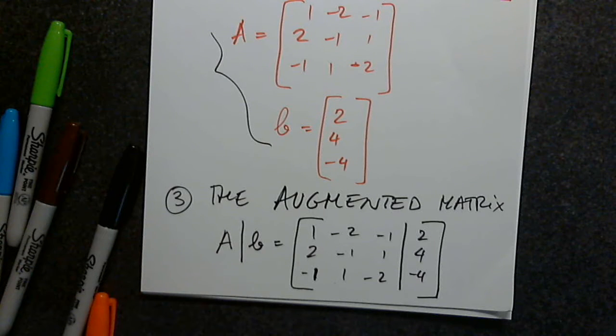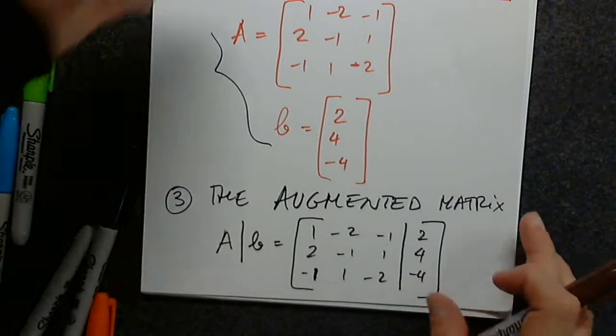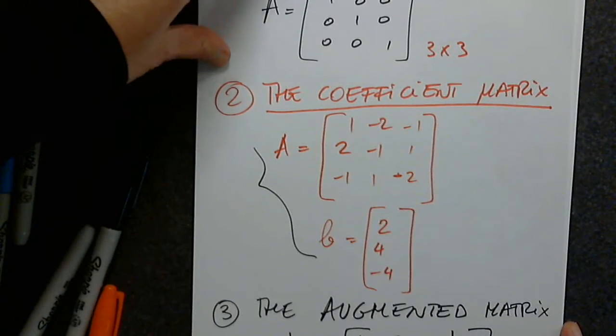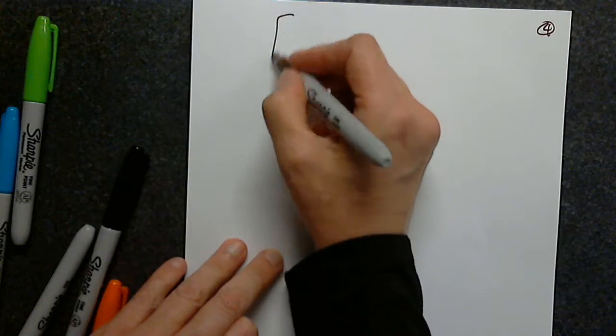So now the question is, what does this represent? Exactly, the system. Exactly, here it is. x minus 2y minus z equals 2. 2x minus y plus z equals 4. Negative x plus y minus 2z equals negative 4. That's exactly what it represents. What if I give you as an example? That was my next question. And then I'll come back to number 4. What if I give you as an example this?